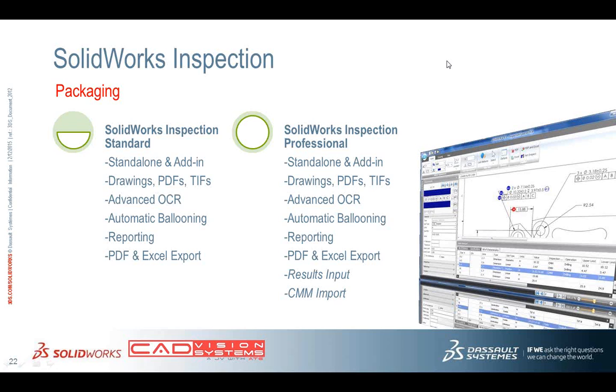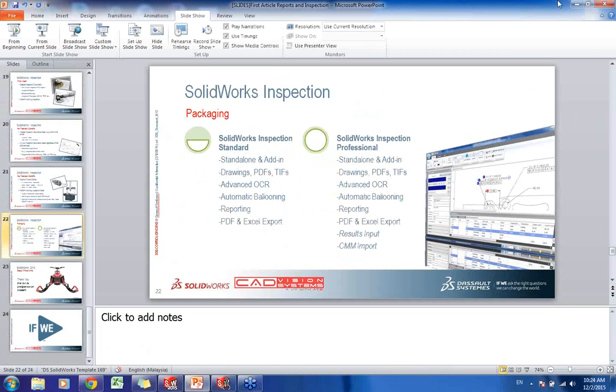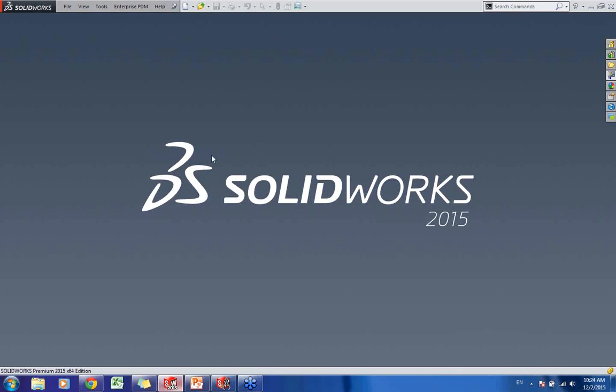Okay, so what about the professional? All of these features that are in standard are also available in professional, but professional has two additional features: results input straight into the software itself, as well as the CMM import. So we can import CMM results straight away into our SOLIDWORKS Inspection Professional package. Okay, so right now, let's take a look at an example of SOLIDWORKS Inspection.